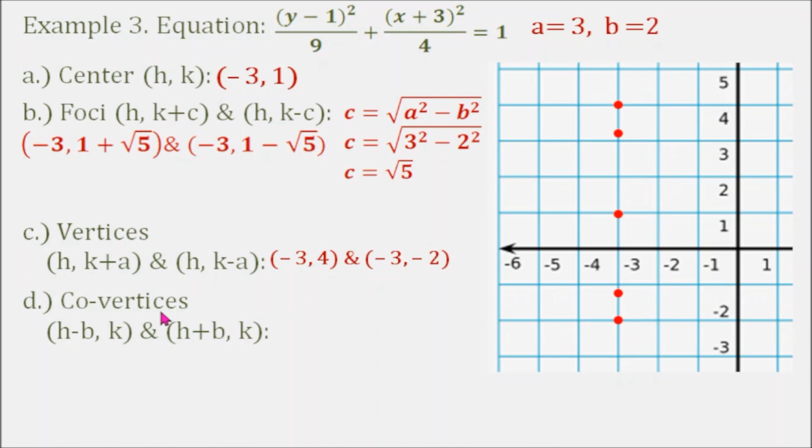Then for our co-vertices, the coordinates from the table are (h minus b, k) and (h plus b, k). So again, h is -3, k is 1, and b is 2. Substituting these numbers into our formula, the coordinates of the co-vertices are (-5, 1) and (-1, 1). So they are here. Now, we can draw our ellipse. So this is our graph.